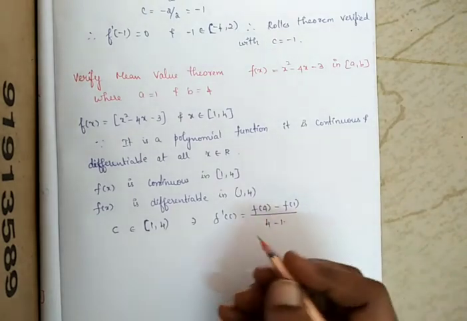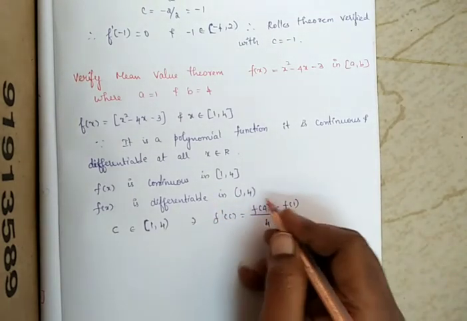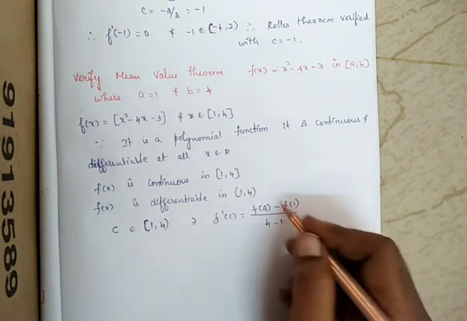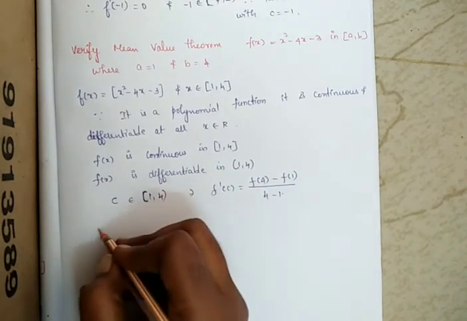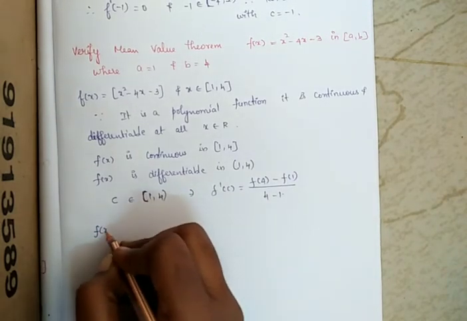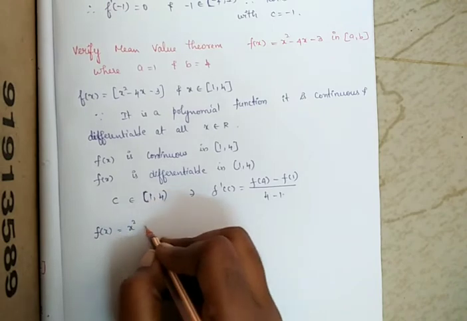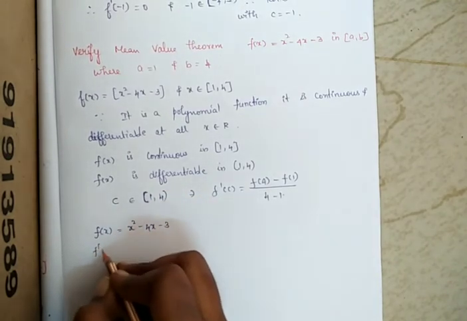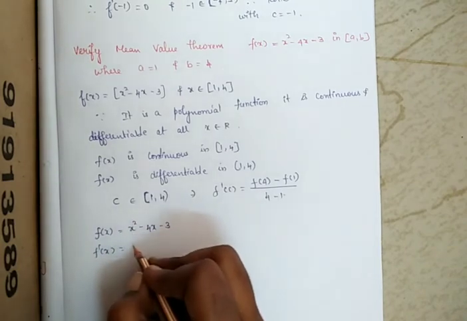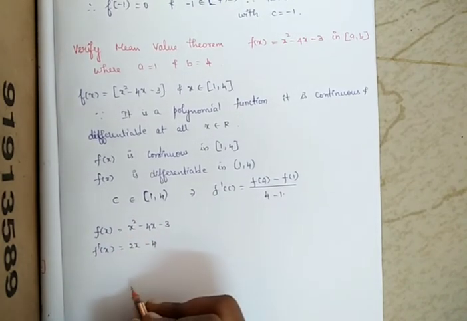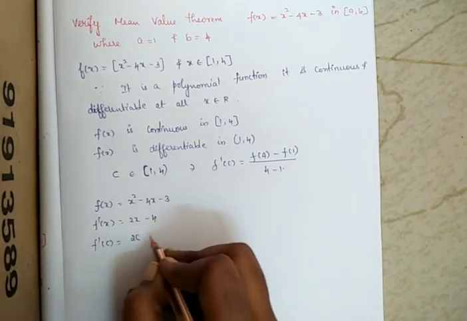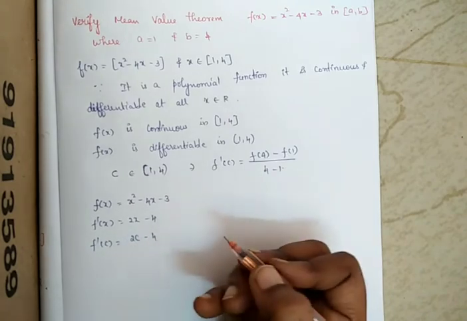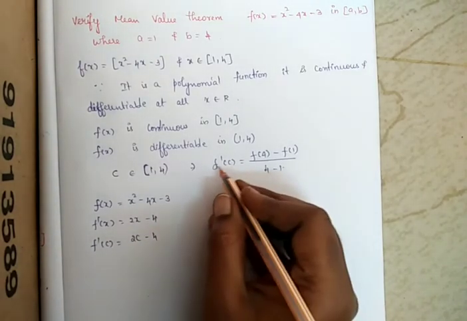Now let us find what is my f dash of C. Let us find f of 4, f of 1, and we will substitute all these values here. Now f of x is given as x square minus 4x minus 3. F dash of x is equal to 2x minus 4. Now find f dash of C. F dash of C is equal to 2c minus 4. Now this is f dash of C.